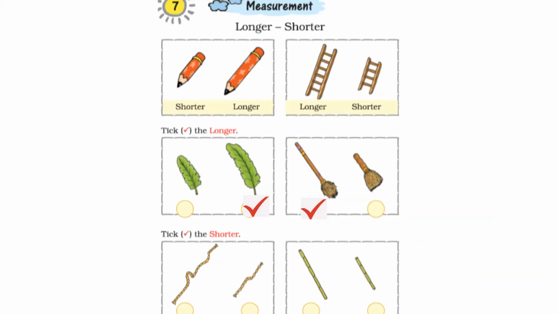छोटी कौन सी है? When we are using ER, we are comparing two things at a time. So they are comparing two ropes here. Which one is shorter? So which is shorter? छोटी कौन सी है? Okay, the right one is shorter, right? Okay, tick there.